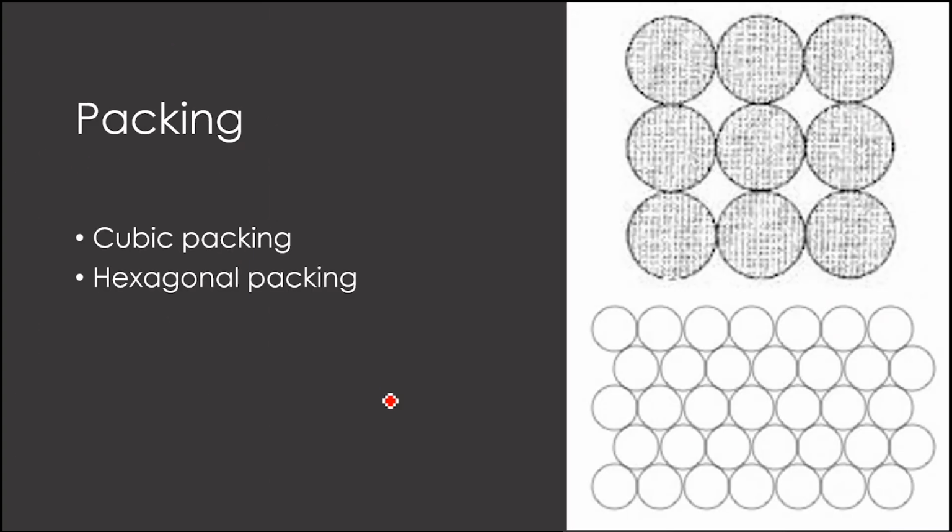Then the next one is the packing. Packing, there are two basic types of packing. This is called a hexagonal packing.